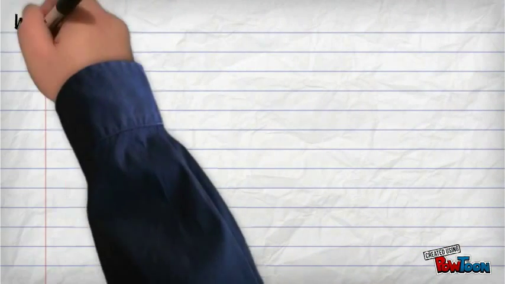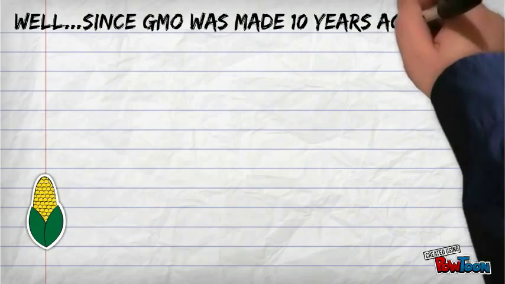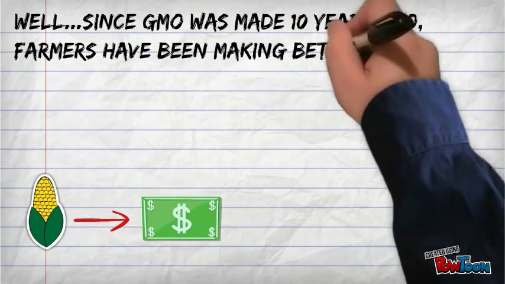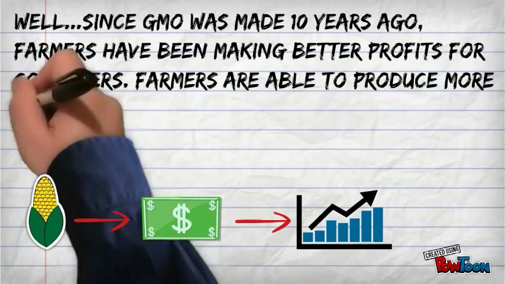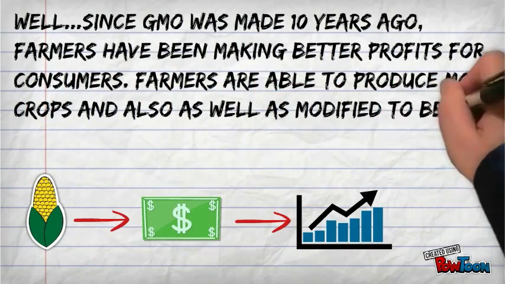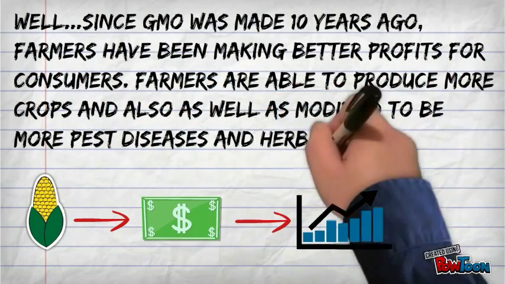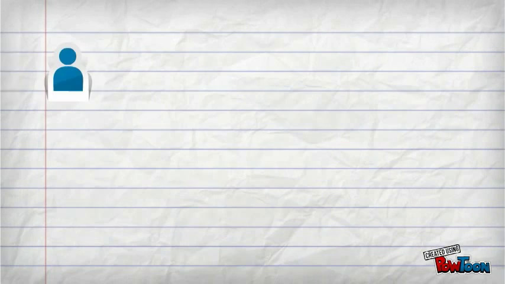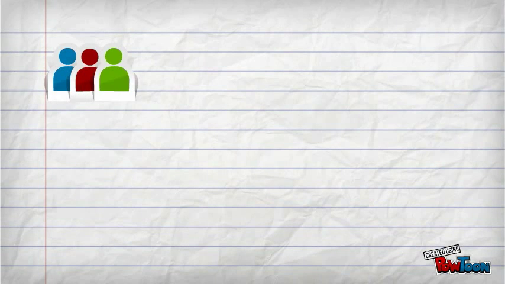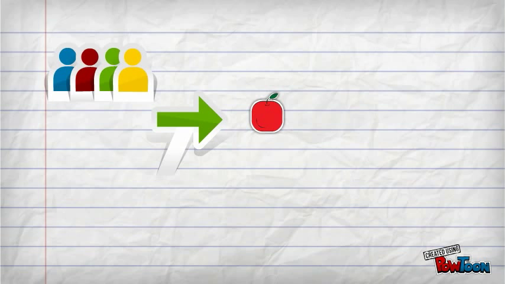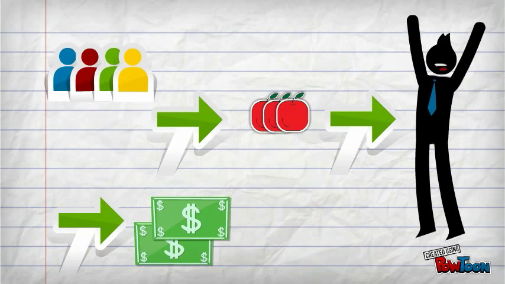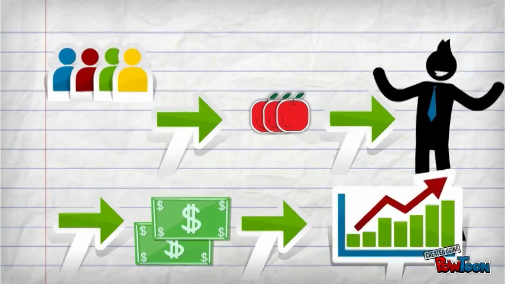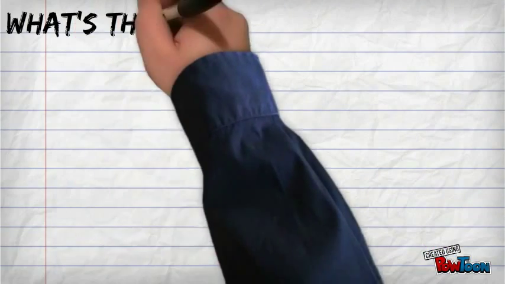Since GMO has been made 10 years ago, farmers have been making better profits. Farmers are able to produce more crops, and the crops are also modified to be more pest, disease and herbicide resistant. When farmers are able to produce more and when consumers feel confident with buying GMO products, this will affect the country's economy positively.